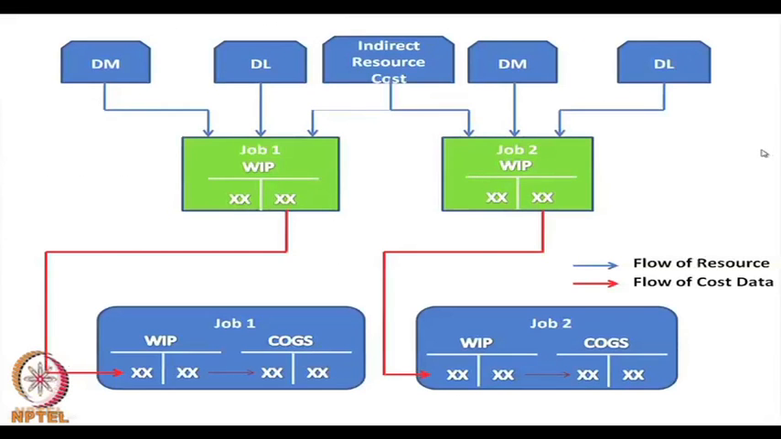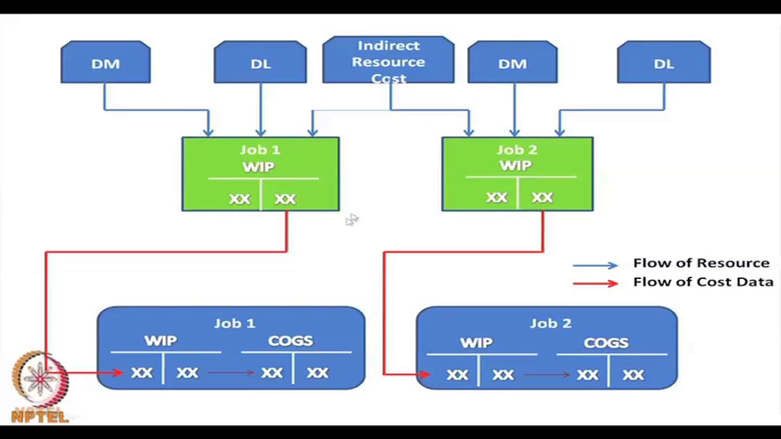Now, this is a graphical form of representing how the costs are added up for each job. As I said, each job in a job production scenario or in a job shop scenario is different from another. So, here we are first of all showing how the different resources are consumed. Now, these are variable resources and this is a fixed resource. The variable resources are DM and DL, similarly for job 2 it is DM and DL. Indirect resource is apportioned or allocated to the two jobs.